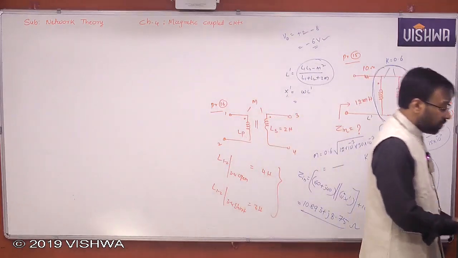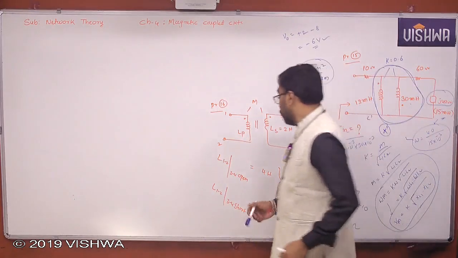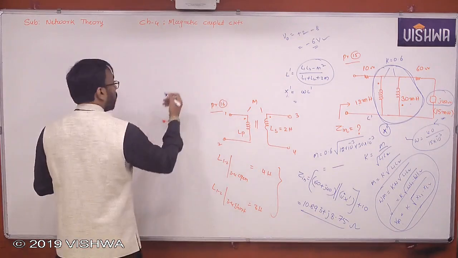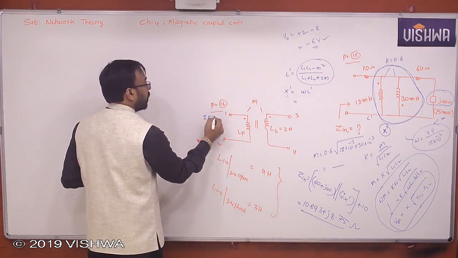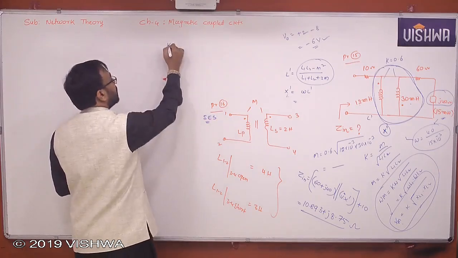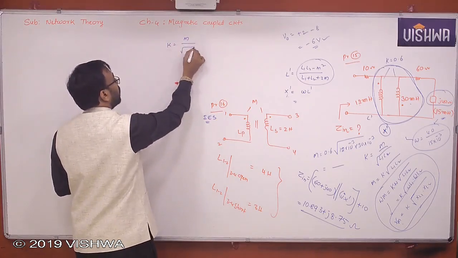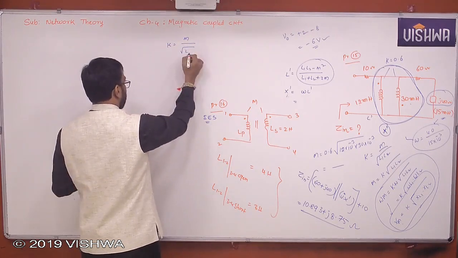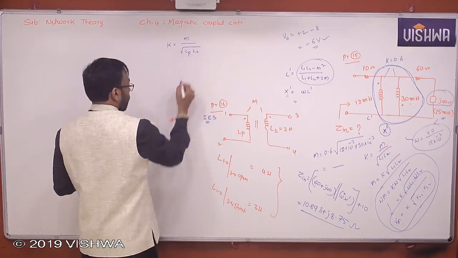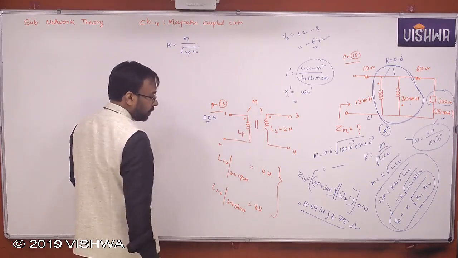What is the formula for coefficient of coupling? Tell me, all of you. Just now we have seen. This question was asked in IES. So K is equal to M by root L1 L2. Here primary LP is given, secondary LS is also already given.